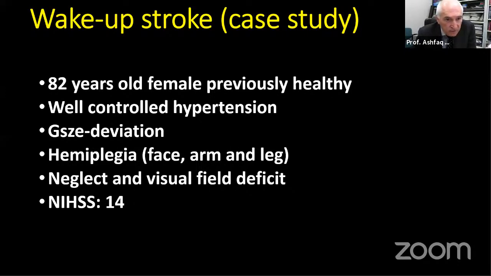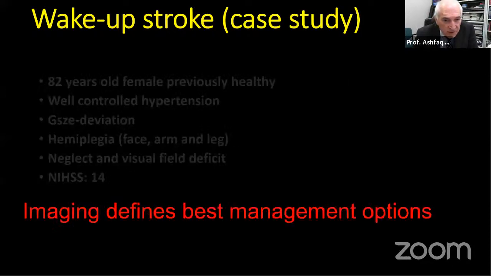This person is 82 years old, well-controlled hypertension, has aphasia, gaze deviation, hemiplegia, and an NIHSS score of 14. So this could be right side or left side. They come into our emergency department because they were last seen well the night before. In these patients, imaging is everything.